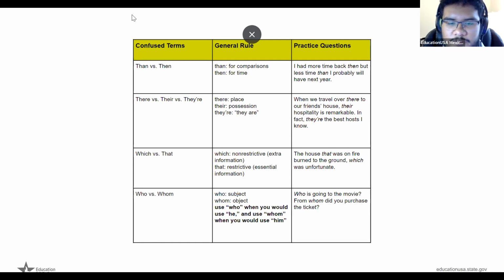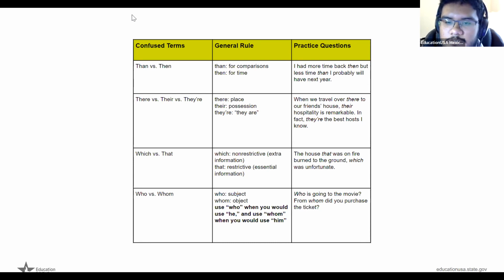It's supposed to provide extra information, but it's not necessary. You can remove the "which" and the extra information and the sentence will still be functional. Whereas "that" is restrictive. It provides essential information, and without the "that" clause, the sentence may take on a different meaning or have a critical part of its meaning lost. So let's look at this practice example.